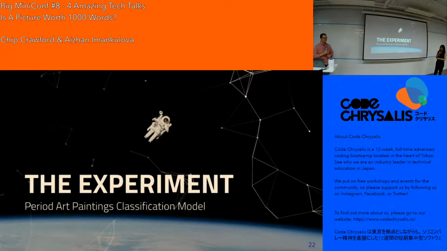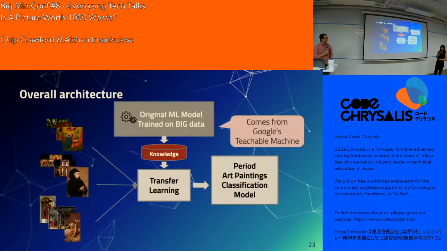Thank you, Chip. I will first explain the overall architecture. So we first take an original machine learning model which was trained on big data, and this one actually comes from Google's Teachable Machine. Then we get our paintings, then do the transfer learning and then get the period and art paintings classification model.